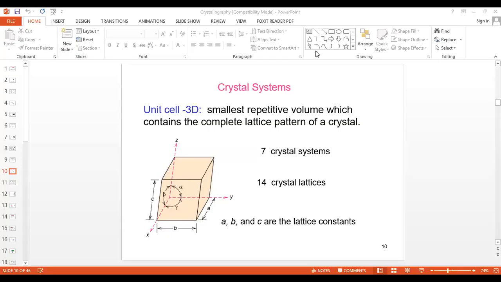Okay, so in last class we studied the distinction between crystalline materials and non-crystalline materials, and also we studied allotropy and polymorphism, and the classification of crystalline materials like single crystal and polycrystal.